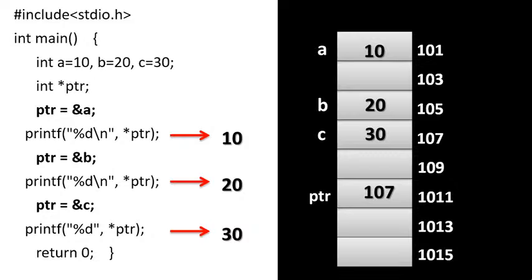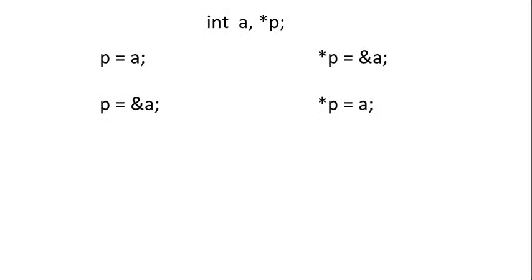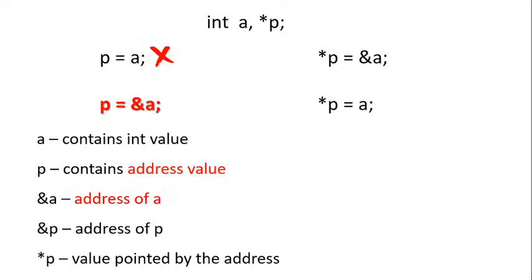Nothing, sir. You thought it was star PTR. No, it was not star PTR. I'm copying the address to PTR only. If I'm copying it to star PTR, I'll be copying the value. Okay. So you understood the difference between these. All four are assignment. All four are right.